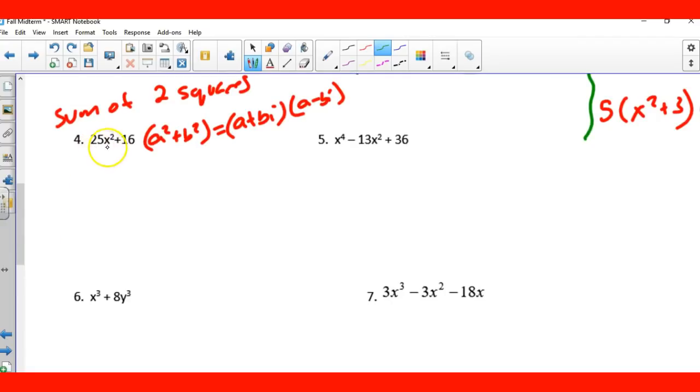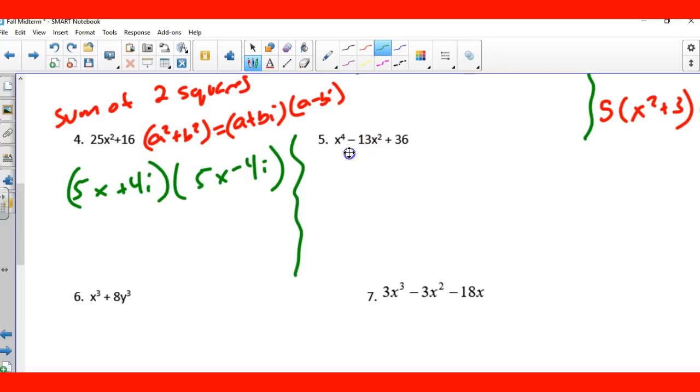So again, the square root of 25x squared is 5x, and the square root of 16 is 4. So I have 5x plus 4i and 5x minus 4i. A plus bi, a minus bi.